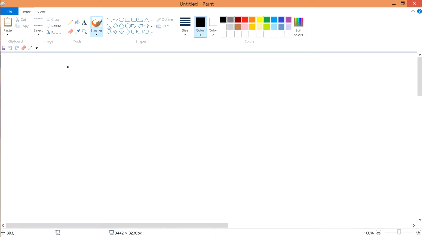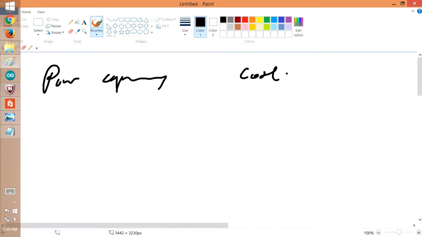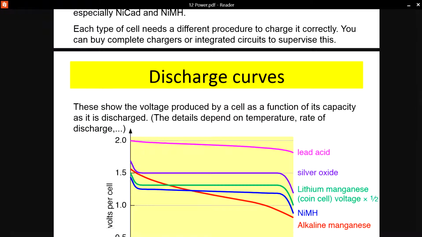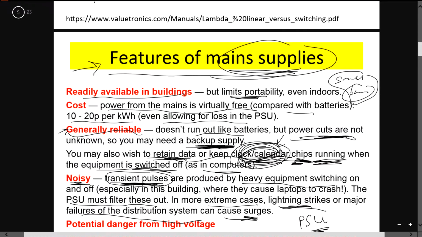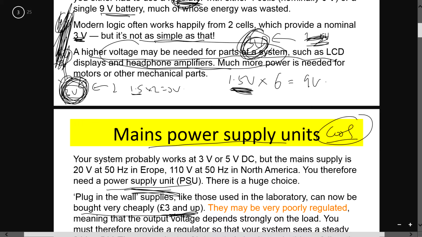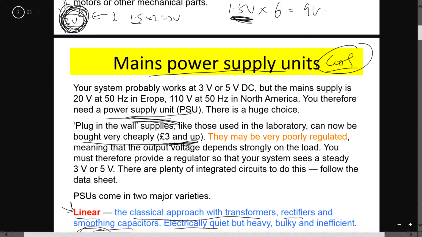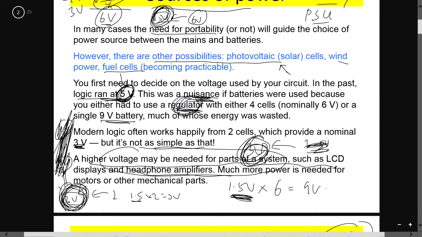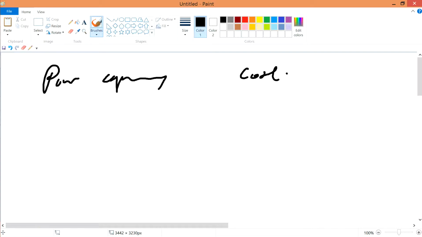Okay, so in this video we'll calculate the power capacity and the cost of the power that you use. This is relevant to the page where you can talk about the cheaper stuff, over at this page. We talk about bench-type wall supplies like those used in the laboratory, which can now be bought very cheaply, like £3 and up. And what are the costs, what is the money?